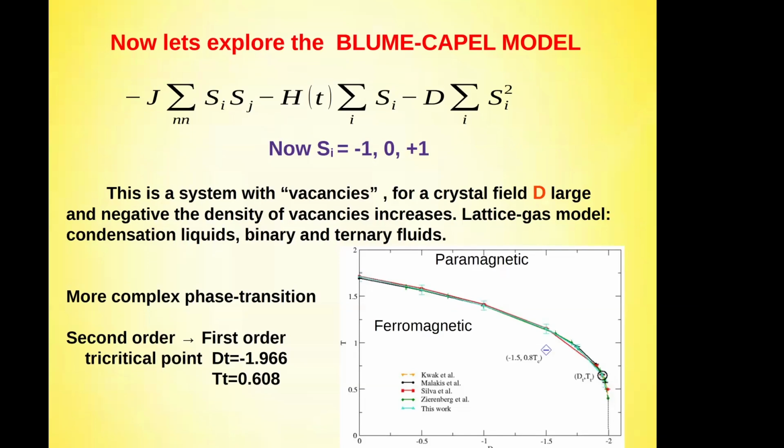The Blume-Capel model has a more complex phase transition than the Ising model. For certain values of D and the temperature in this region, the system has a paramagnetic and a ferromagnetic phase, and this is a continuous phase transition, but the continuous one ends here in a tricritical point, and here the transition is first order. So we say, well, this model that has a more complicated phase diagram will have this same phenomenon with the side bands. Let's see.